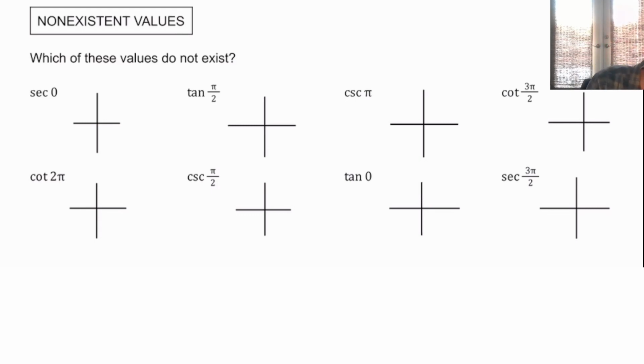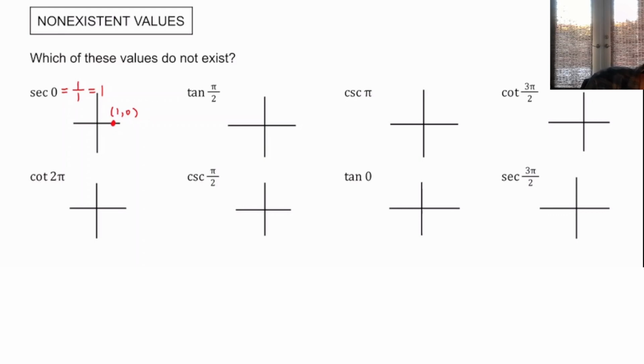So first, find the spot that corresponds to theta equals 0. I'm not going to draw a triangle, or a circle, because I don't think it's necessary. This is the point (1, 0) on the unit circle. And secant is equal to 1 over cosine. The cosine is the x-coordinate, so it's 1 over 1, and that's just 1. Nothing wrong there.